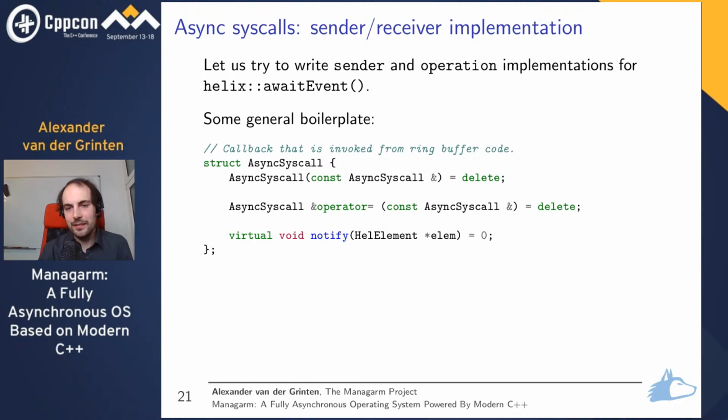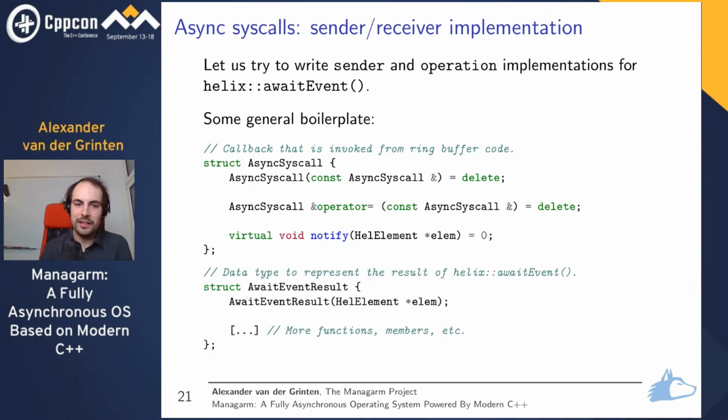And the first two lines just delete the move operators and copy operators. And then there's only a single virtual function called notify, and we assume that the ring buffer code calls this function when it sees a new element in the ring buffer. That's just how our notification mechanism works.